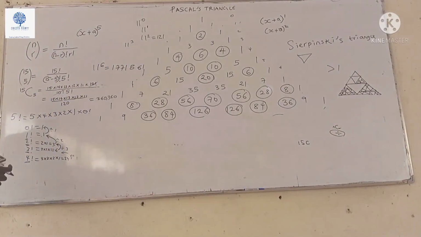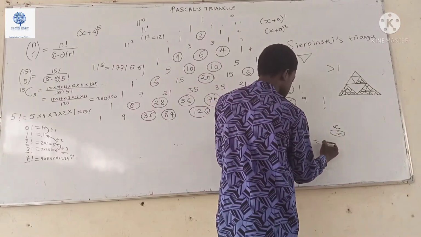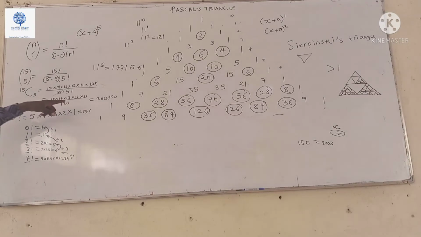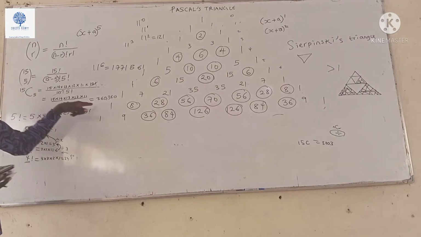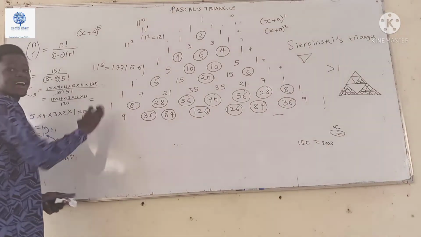The answer is 3003. So 15 combination 5 is 3003. So where did you get this answer? 3,000 divided by 100? Yes. I expected the final answer.